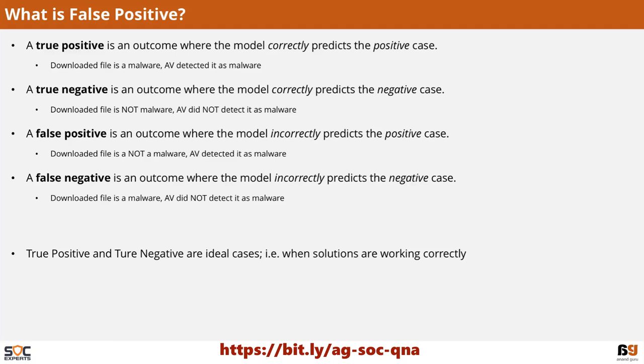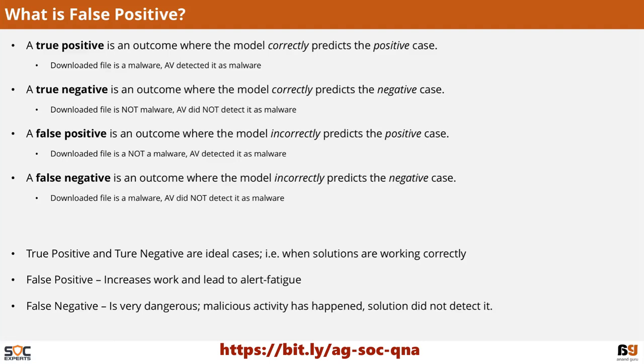The effects of these: true positives and true negatives are very ideal cases, that is, when the solutions are working perfectly well. False positives will increase the workload and lead to alert fatigue. That means there will be too many alerts to look at. And false negatives are very dangerous because in this case, the malicious activity is happening and the solution did not detect it.